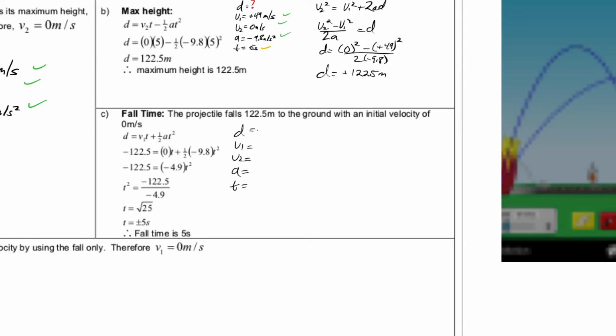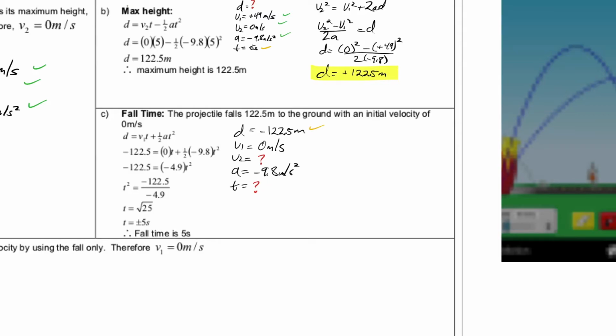So we know that since we were at 122.5 meters above the ground, to reach back down to the ground, we have to fall that amount. So that's negative 122.5 meters. Our initial speed, because we're starting from the very top, we're at the vertex, so that's 0 meters per second. Our impact velocity, that is unknown. Our acceleration is negative 9.8 meters per second squared. And the time is ultimately what we're looking for.